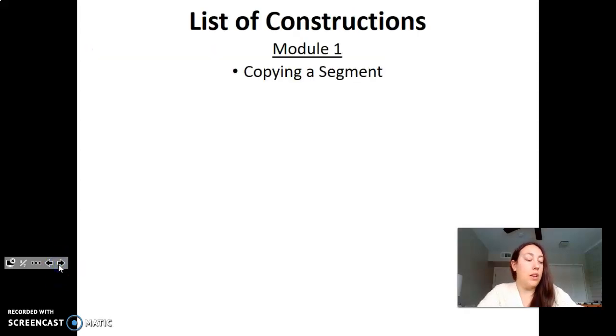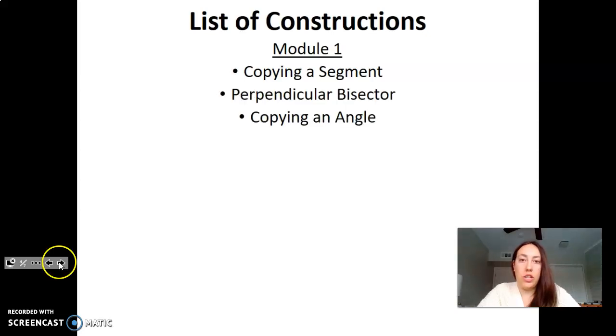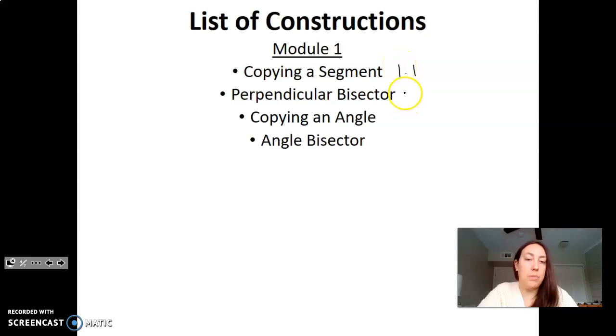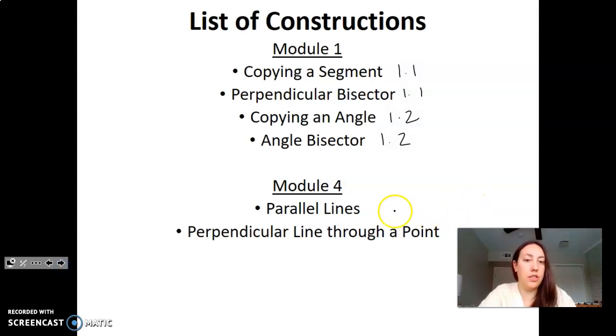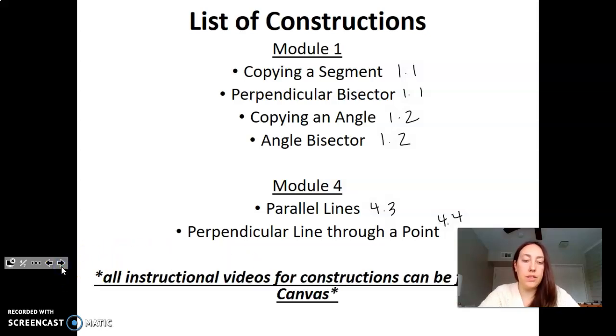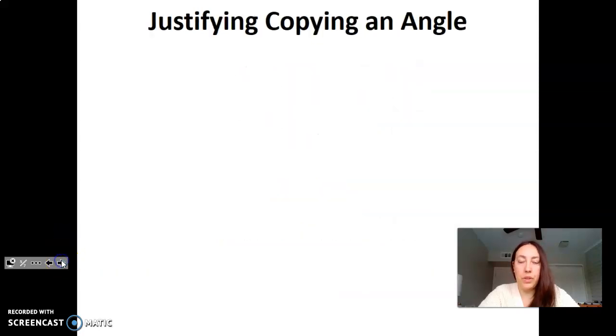So in Module 1, we did these constructions. Copying a segment we did in 1.1, perpendicular bisector we did in 1.1, copying an angle 1.2, and then an angle bisector in 1.2 as well. In Module 4 we did parallel lines and perpendicular lines through a point. So parallel lines were in 4.3 and then perpendicular through a point was in 4.4. And if you want to review any of these, you guys can find videos on Canvas that link to YouTube.